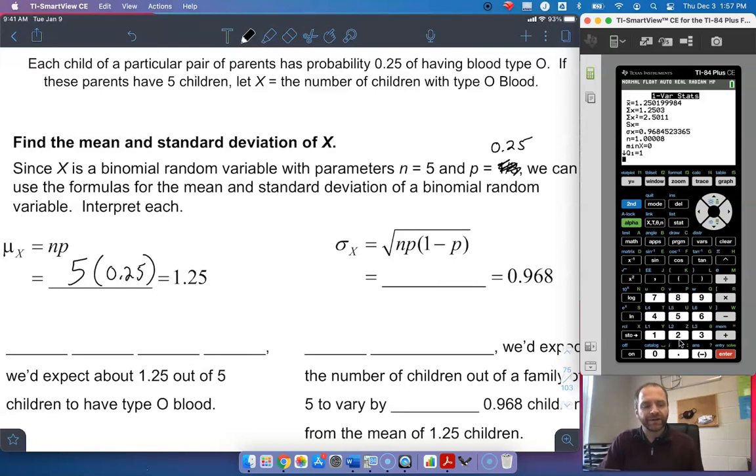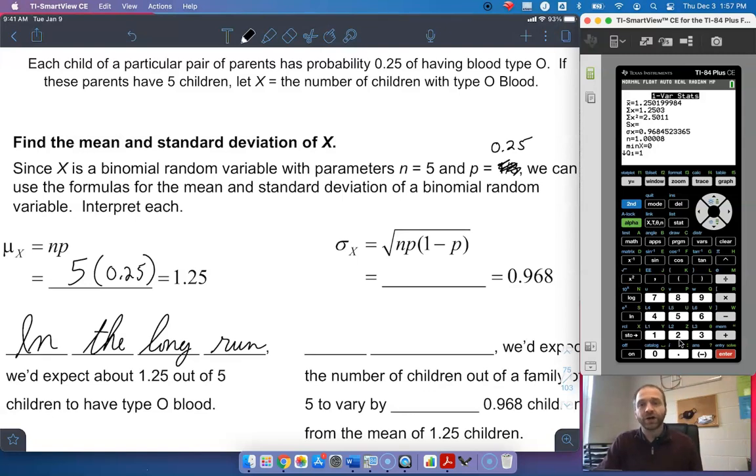Now, how do I interpret it? I interpret it by saying in the long run, always a good way to interpret your means. In the long run, you would expect about 1.25 out of 5 children to have type O blood. So notice, it's not just saying you'd expect 1.25 children. It's 1.25 out of 5, because that was our sample size.